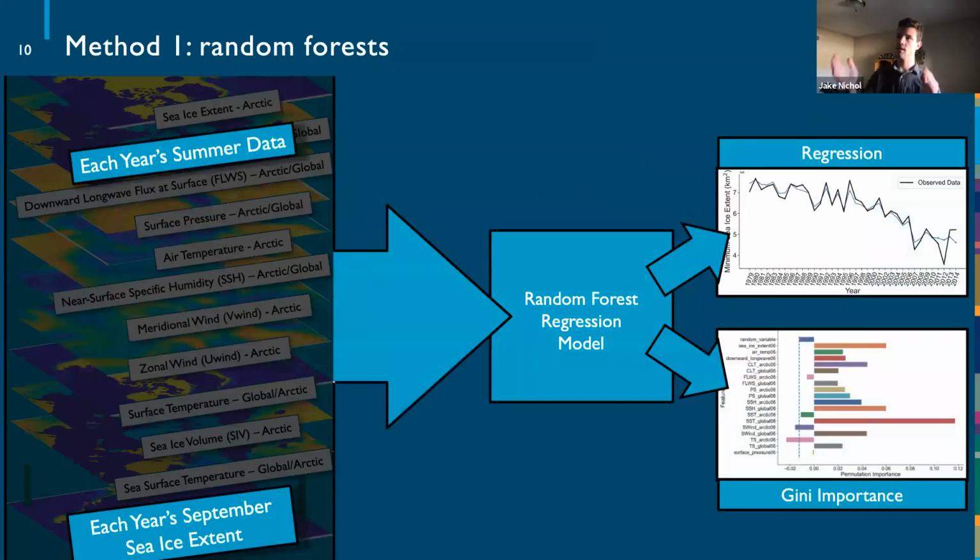And so we take each year's summer data. We looked at June, July, and August. And we wanted to use those data to predict September sea ice extent. We pass that into the random forest, and we get a regression on the top here, which tells us how well the model fit the data. And it is a prediction. And on the bottom, we get a set of feature importances or Gini importances for each feature.